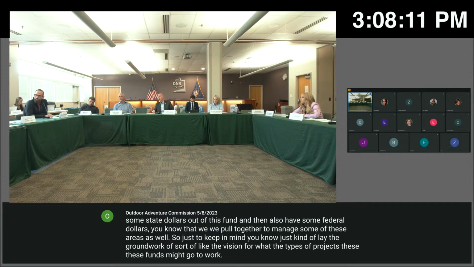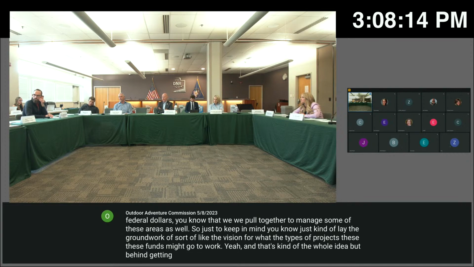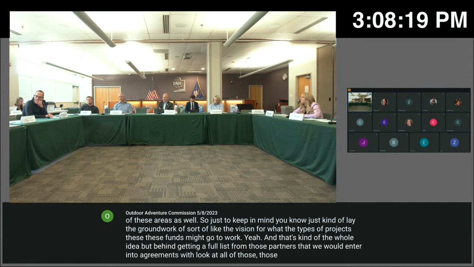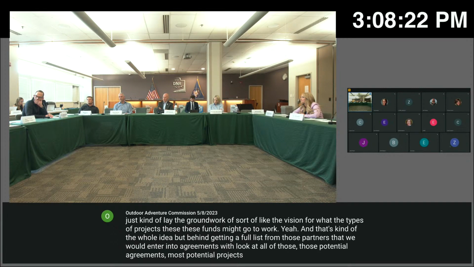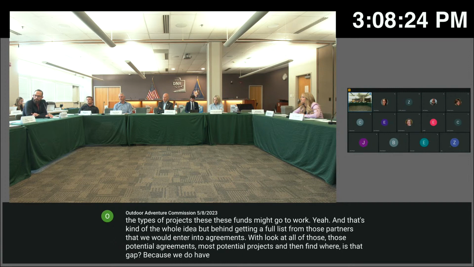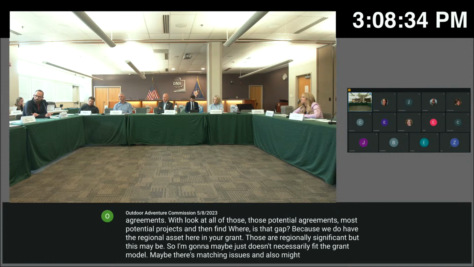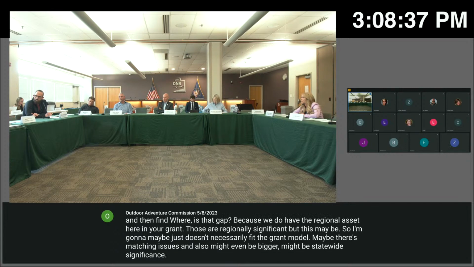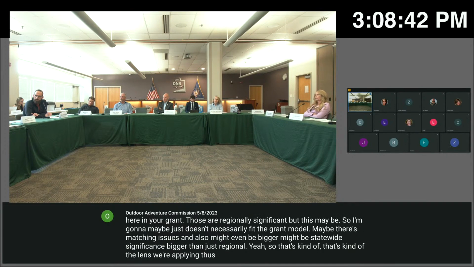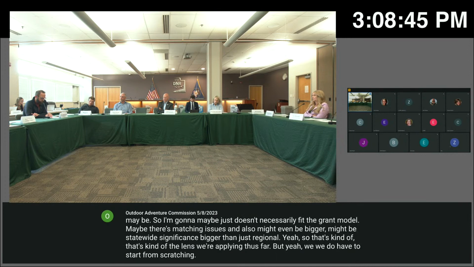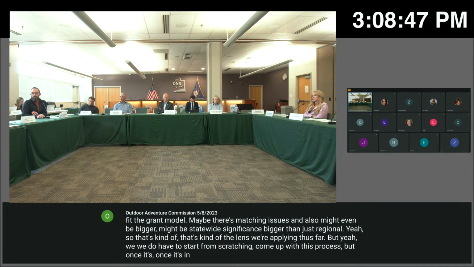Yeah, and that's the whole idea behind getting a full list from those partners that we would enter into agreements with. Look at all of those potential agreements and projects, and then find where the gap is. Because we do have the regional asset tier in the UOR grant. Those are regionally significant, but this may be something that doesn't necessarily fit the grant model. Maybe there are matching issues. It might even be bigger, of statewide significance, bigger than just regional. Yeah, so that's the lens we're applying thus far. But we do have to start from scratch and come up with this process. Once it's in place, we'll bring it back to this group and get some feedback.